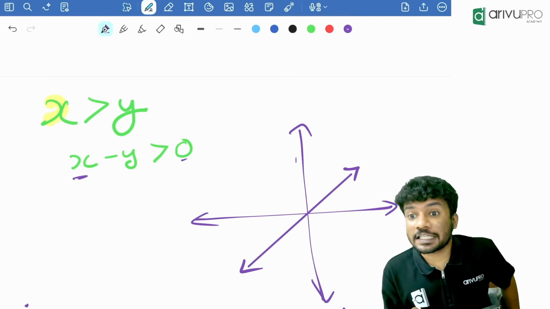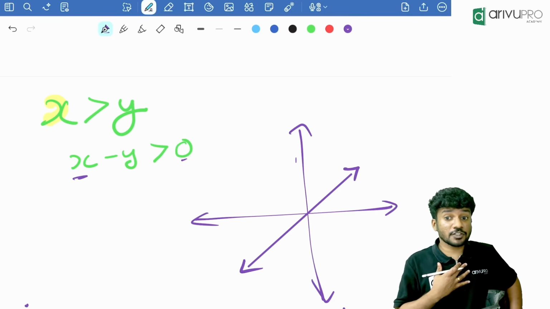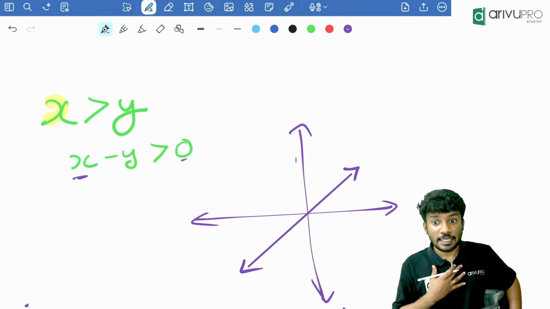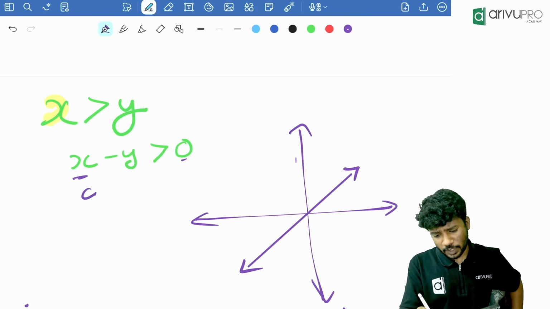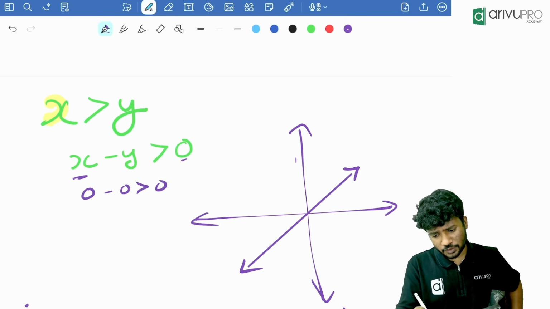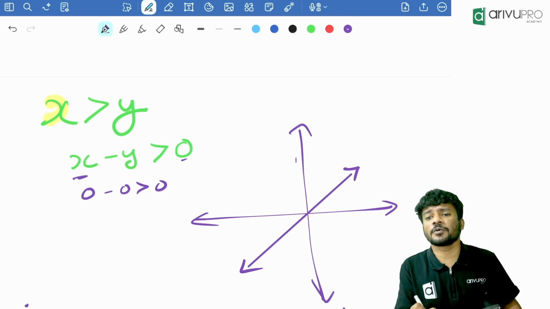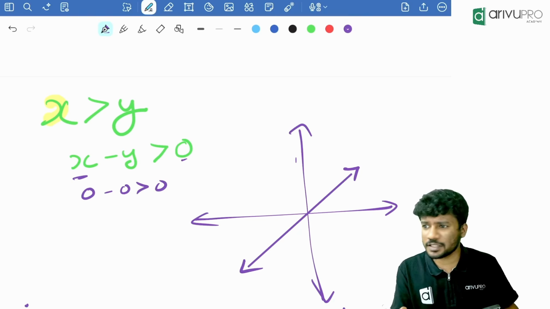x minus y is greater than 0. Can we assume 0 comma 0? If you assume 0 comma 0, what will happen? 0 minus 0 is greater than 0. 0 is greater than 0. We don't know anything about that. That means it is not a proper assumption.